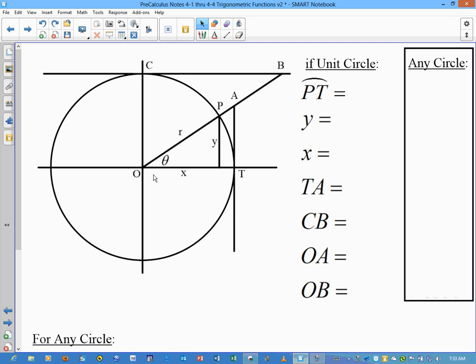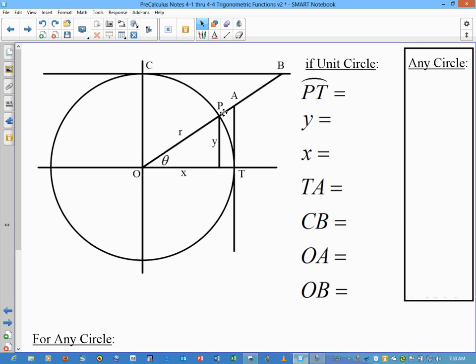So circle O is a unit circle. That means its radius, so OT would be 1, OP would be 1, or OC would be 1. Any radius would be 1 in the unit circle. And here we have OT is going to be our initial side. And then our angle theta is going to open up to our terminal side, represented by this line, or this segment.